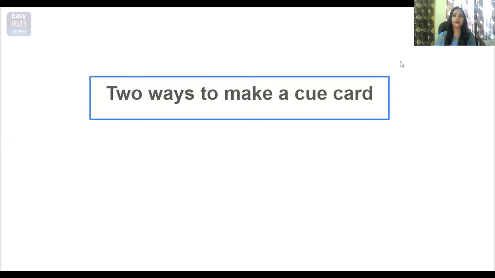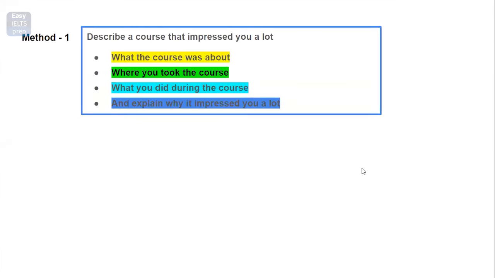So let's start from the very first method that we have here. On the screen you can see this cue card, and I'll be using this cue card as an example so that you can understand the first method. So first thing I would like to mention, always try to develop a story in your cue card, otherwise you might not be able to speak for 2 minutes, which is the requirement of the task. Here let's start with the very first method.